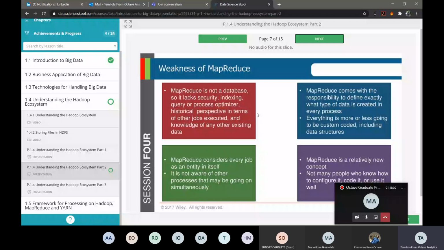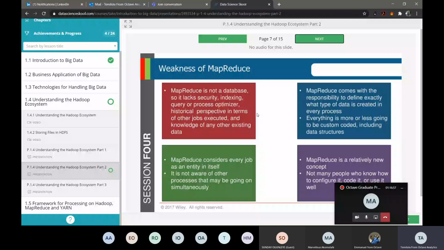Another major issue with MapReduce is that you have to define your data types, meaning MapReduce comes with the responsibility of defining exactly what type of data is created in every process. You have to be aware of your data structures. Everything is more or less custom coded, so with MapReduce you'll be doing a lot of coding, like I said, including data structures.